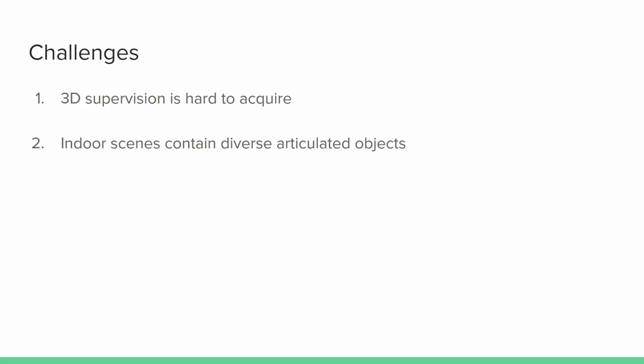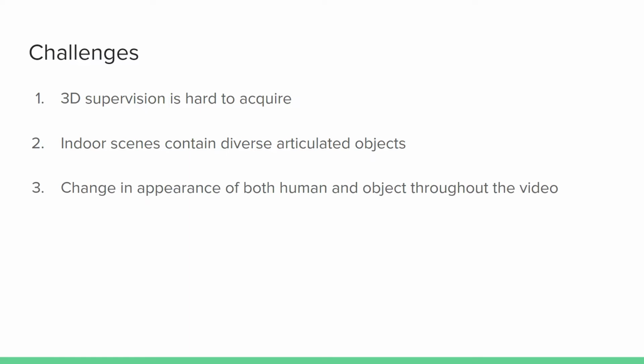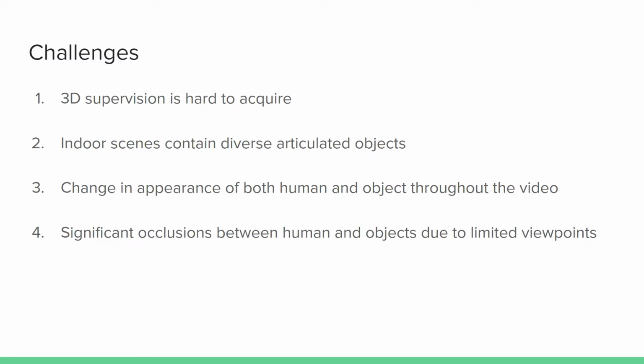Humans interact with a range of diverse articulated objects. The human and objects are both moving and changing in appearance throughout the video, and there are often significant occlusions between human and object due to a fixed viewpoint of the video.